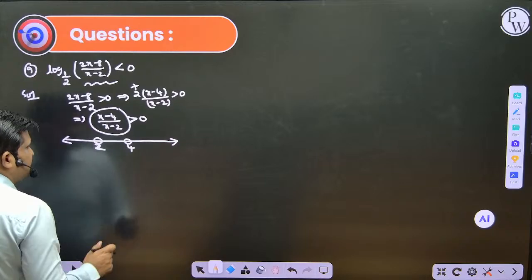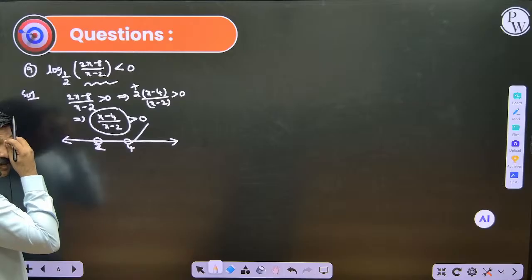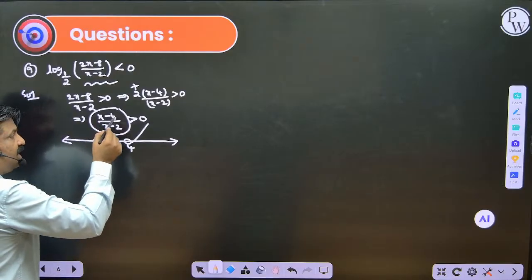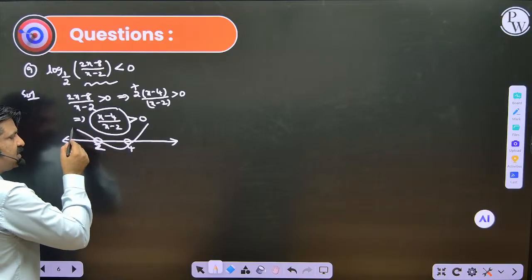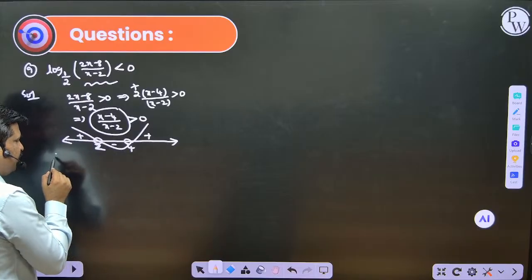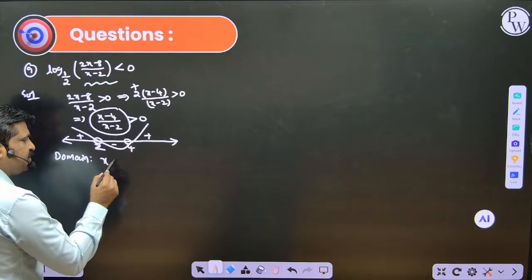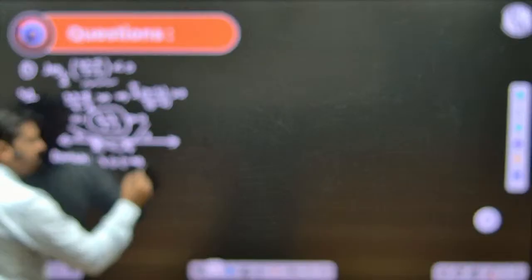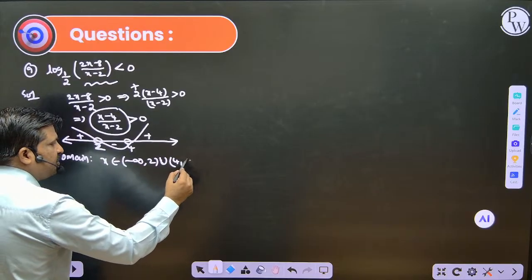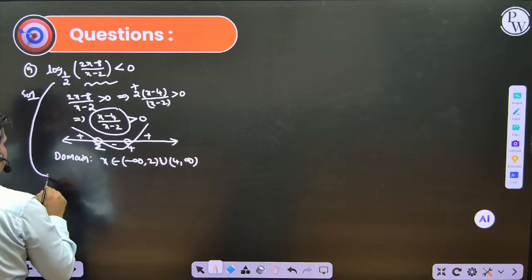So therefore start the wave from here, coming to here. Both the powers are odd powers only, so it crosses: plus, minus, plus. Therefore the domain is simply x belongs to minus infinite to 2 union 4 to infinite. That's all. Now you can solve it.